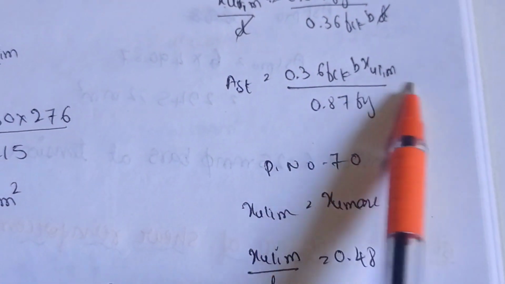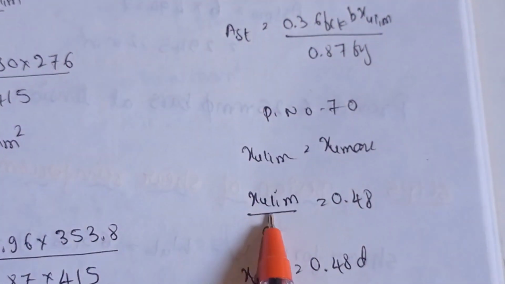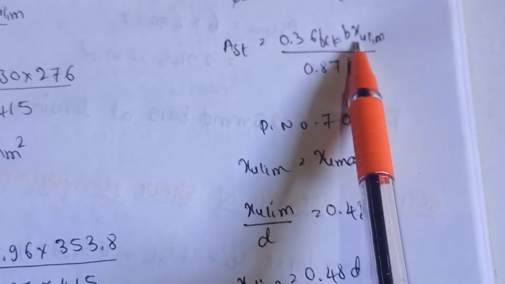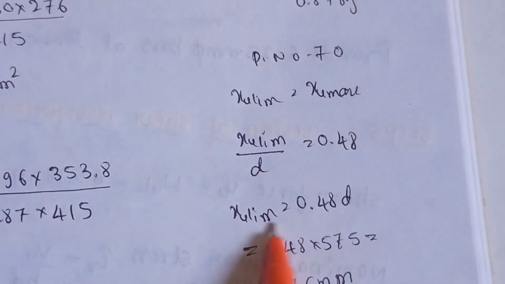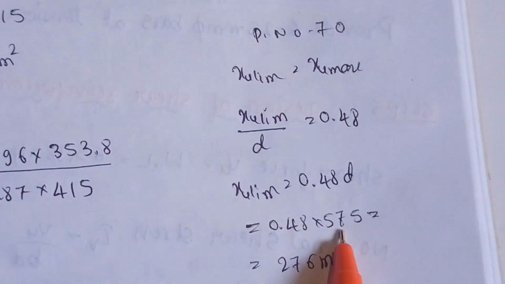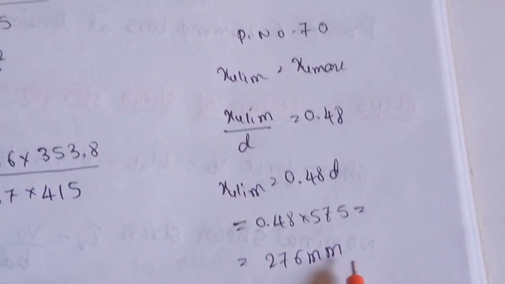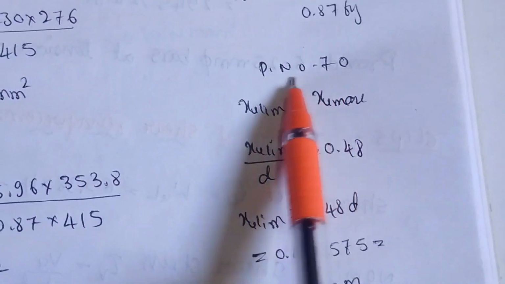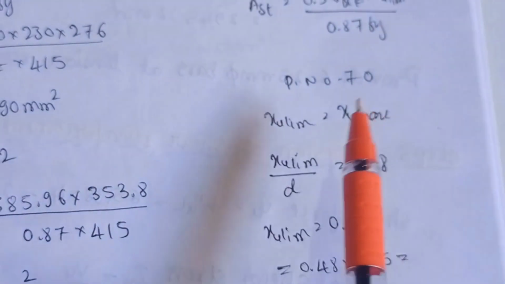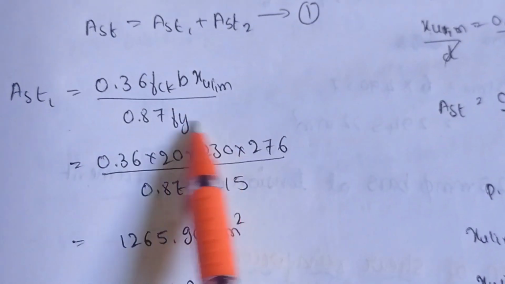Our XU limit is equal to XU maximum, which is given on page number 70. XU limit divided by D is equal to 0.48. In this formula we need to calculate the XU limit value, so XU limit is equal to 0.48 D. Our D is 575. Substituting all the values and simplifying, we get our XU limit value as 276 mm. This formula is given on page number 70 of IS 456 2000. You can see there.